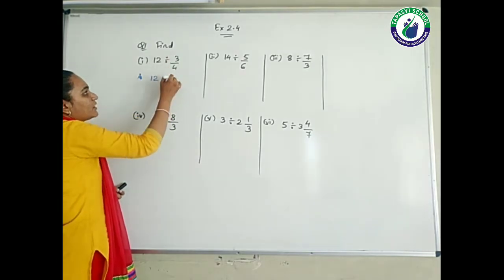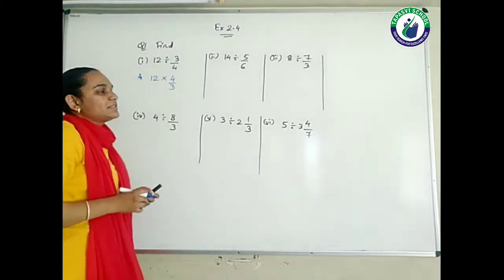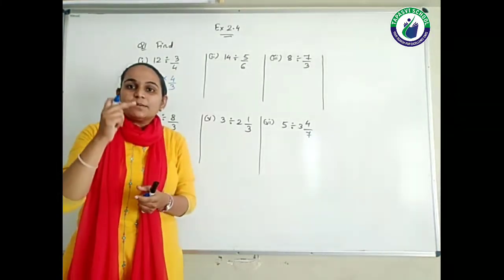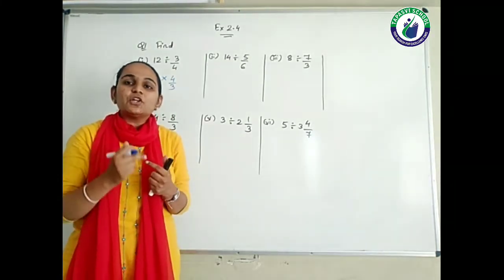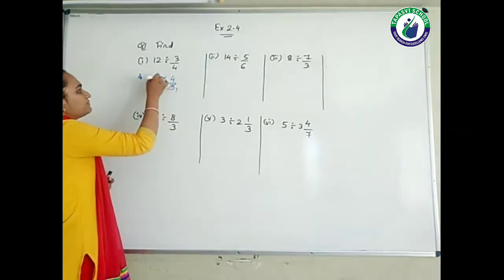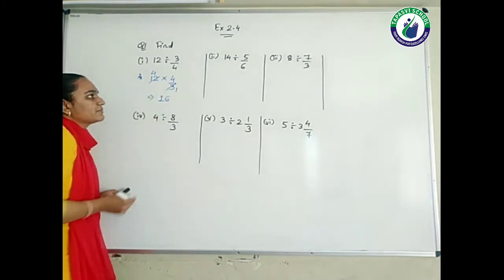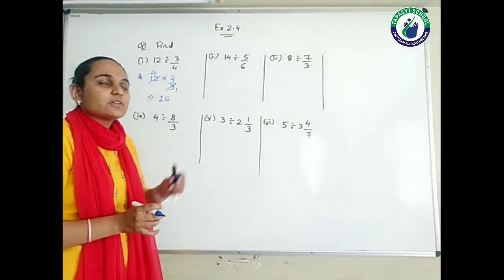So 3 by 4, reciprocal of it will be 4 by 3. Reciprocal means to do the reverse. That means the numerator will come in the denominator and the denominator will go in the numerator. Now 3 ones are 3, 4 fours are 16. Right? Now moving to the next question, students.